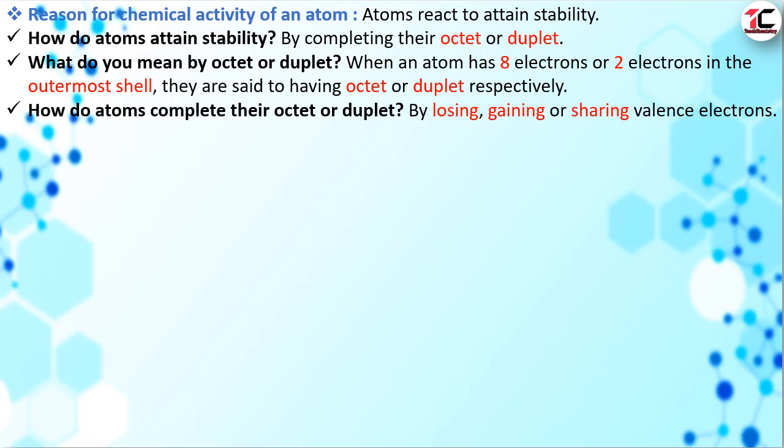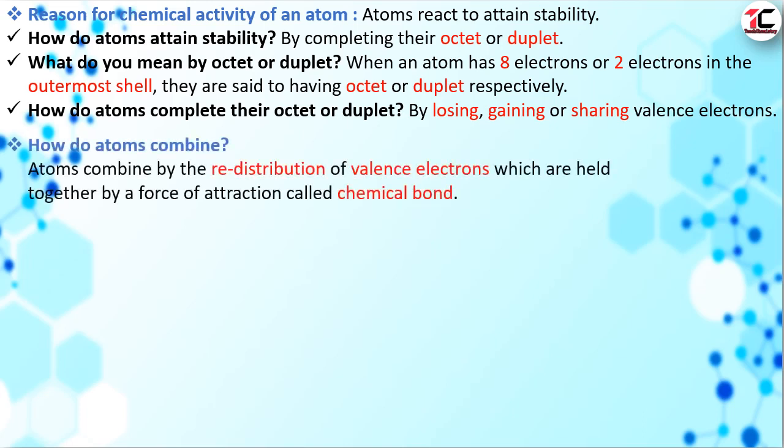Then the question arises, what are octet and duplet? When an atom has 8 electrons or 2 electrons in the outermost shell, they are said to have an octet or duplet respectively. 8 electrons, octet; 2 electrons, duplet. How do atoms complete their octet or duplet? Atoms complete their octet or duplet by losing, gaining or sharing valence electrons. That means they lose, gain and share their valence electrons and they complete their octet or duplet.